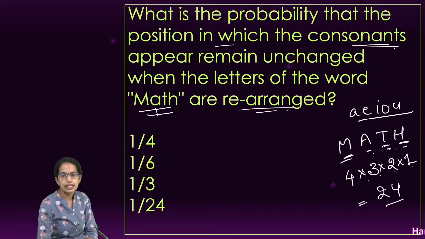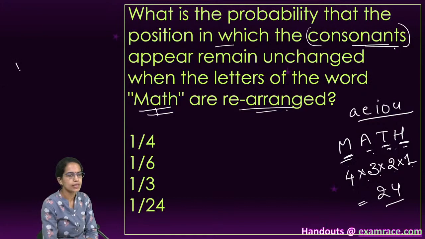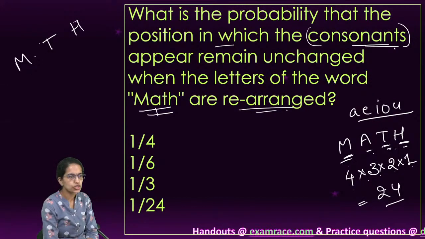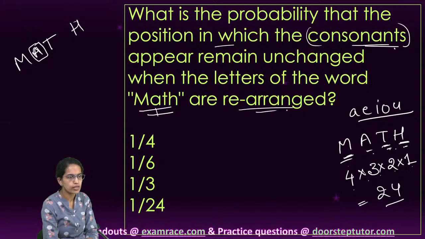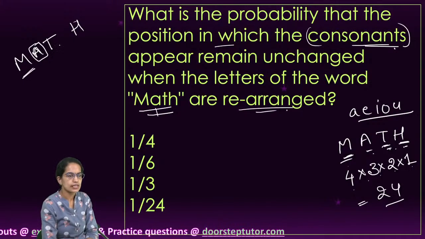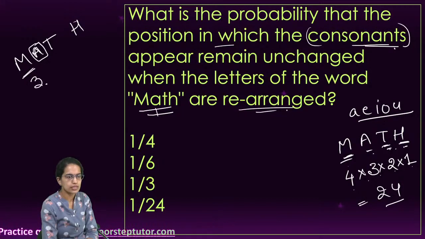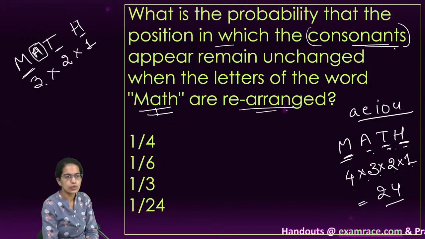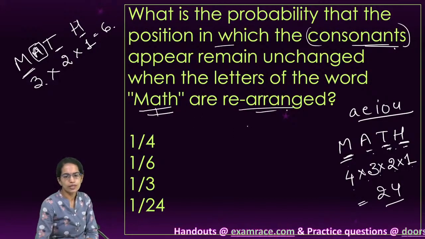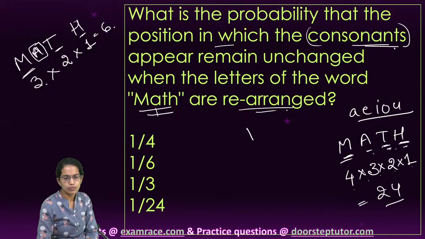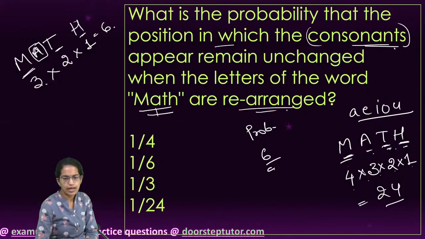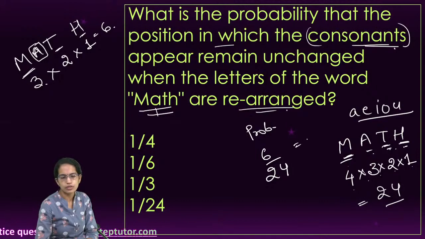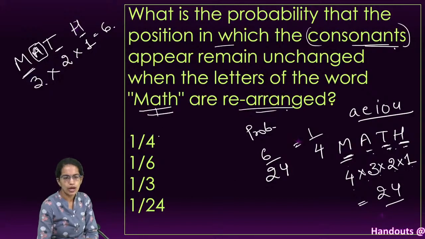Now I say that I am focusing only on consonants. That means M, T and H. A would remain unchanged. It's a vowel. So M can occur in 3 ways. So 3 of the letters, 3 combinations. Now 1 letter already set here. So T, at this position there can be 2 letters and at this position there can be 1 letter. So 3 into 2 into 1 which is 6. So what would be the probability here? This probability would be 6 by 24. And what is 6 by 24? That means it is 1 by 4. And therefore answer would be 1 by 4.